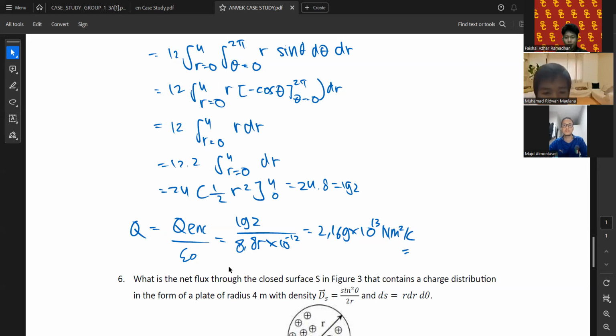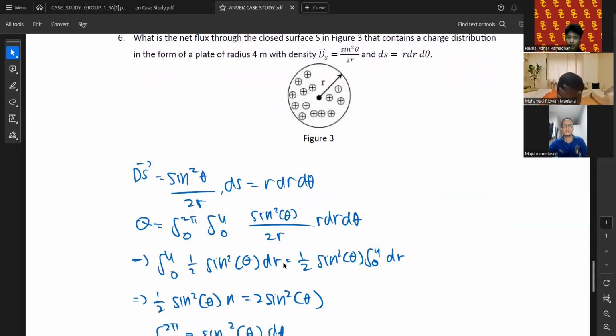And the last: flux equals Q enclosed over epsilon naught equals 192 over 8.85 times 10 to the power minus 12. So the answer is 2.169 times 10 to the power 13 newton meters squared per coulomb.